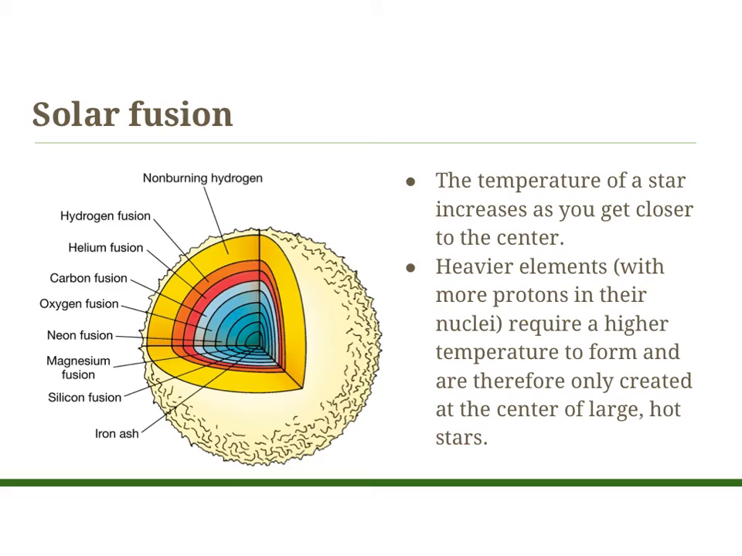Heavier elements with more protons in their nuclei will require higher temperatures to form, and therefore are only created at the center of stars. So essentially, when you're looking at this particular picture, you see that hydrogen is being formed on what appears to be the second or third level of the star. Then from there we have helium being formed, and then carbon being formed, and then oxygen being formed, and so on and so forth, all the way until the center of the star.